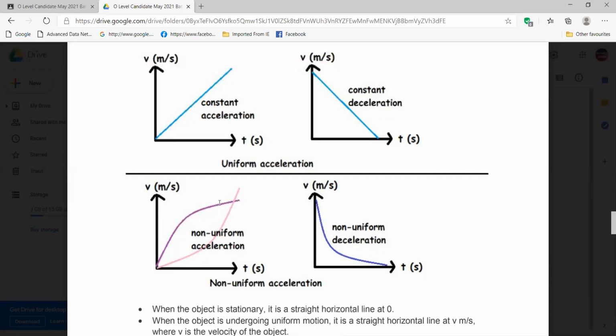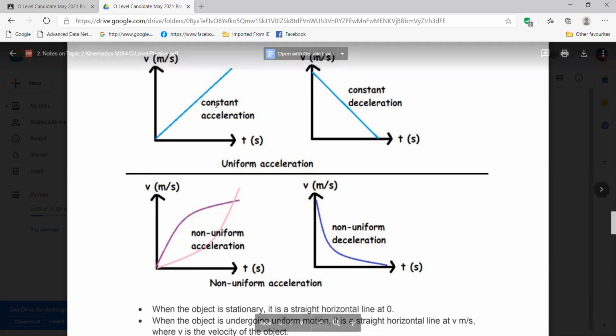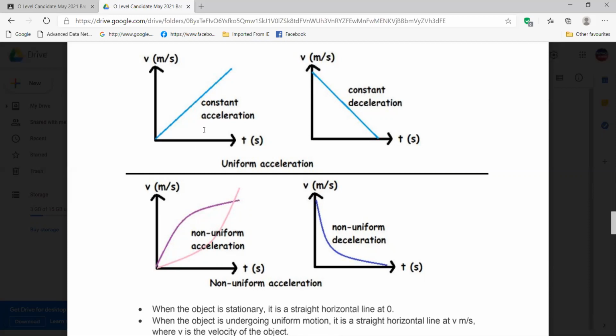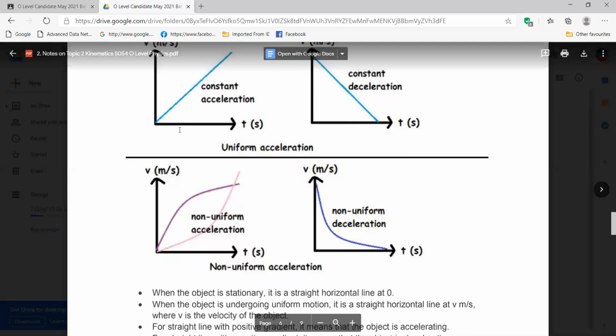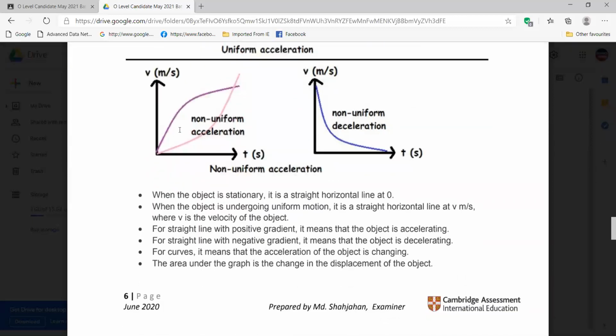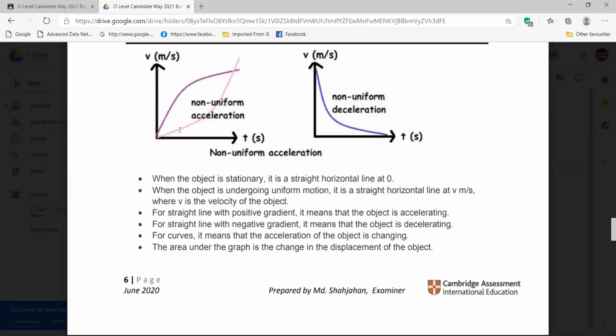Here we got non-uniform acceleration. This is also acceleration. That means here we are getting some increase in velocity with time. Also here we are getting acceleration, and it is a curved line, non-uniform. If it is uniform, then constant acceleration, a straight line.